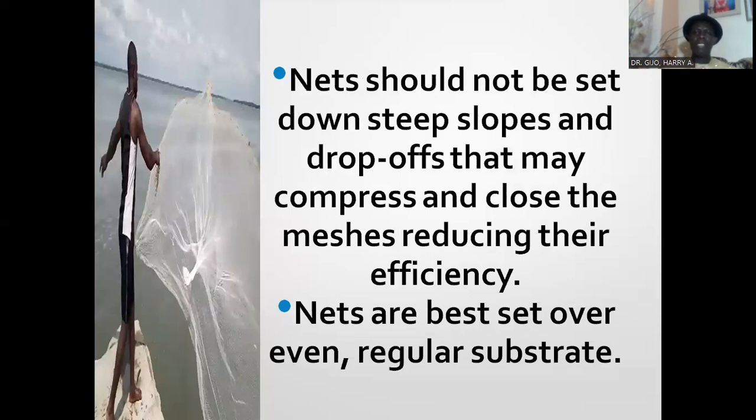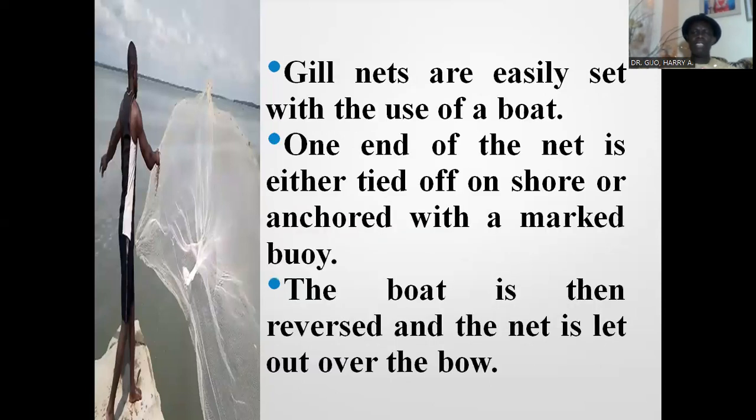Nets should not be set down steep slopes and drop-offs that may compress and close the meshes, reducing their efficiency. Nets are best set over even, regular substrates. Gill nets are easily set with the use of a boat. One end of the net is either tied off on shore or anchored with a marked board.